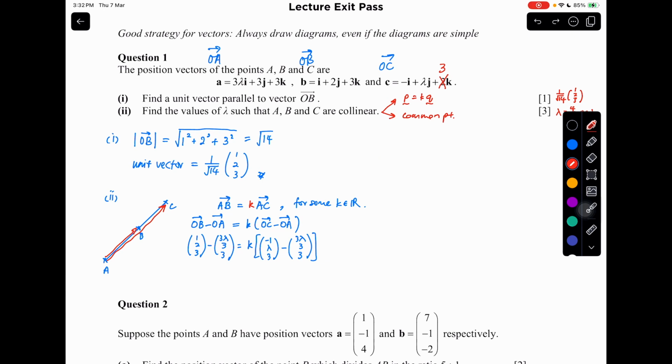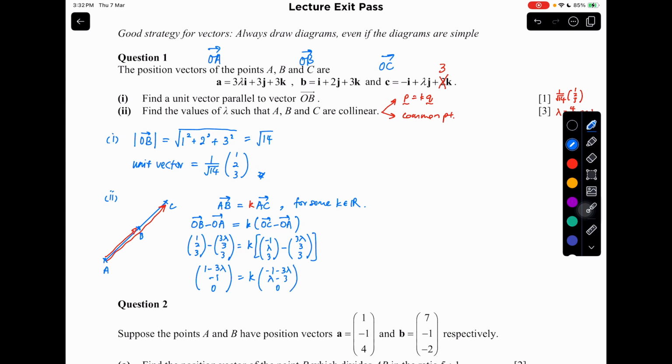Okay, so then let's simplify this. We will have 1 minus 3 lambda, negative 1 and 0 on the left. Then on the right hand side, this is a vector already, so I have K times minus 1 minus 3 lambda, lambda minus 3 and 0.